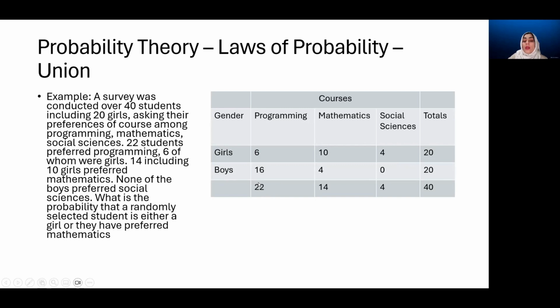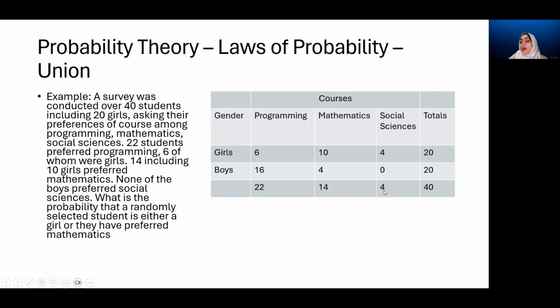So now we know that out of these 22, 6 students who preferred programming were girls. So we put a 6 here. Naturally, the remaining students are boys. So we put a 16 here because we need to have these values summed up to this total. Then it says 14, including 10 girls, preferred mathematics. So a total of 14 people preferred mathematics, out of whom 10 were girls. This leaves only 4 being boys who preferred mathematics. None of the boys preferred social sciences, so we have a 0 here.